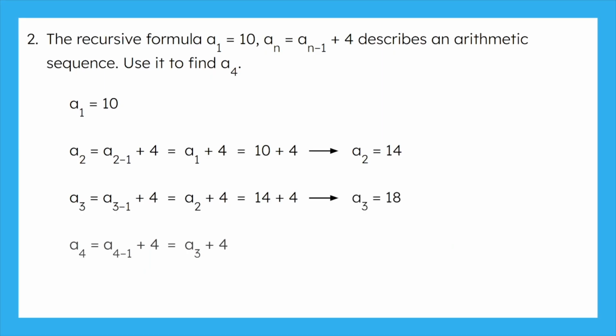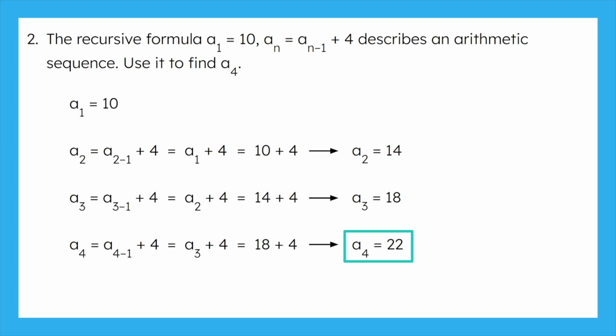Now we can come back to a sub 4, which is equal to a sub 3 plus 4, and now we know that a sub 3 is 18, so a sub 4 equals 18 plus 4, which is 22. So our final answer is a sub 4 equals 22.